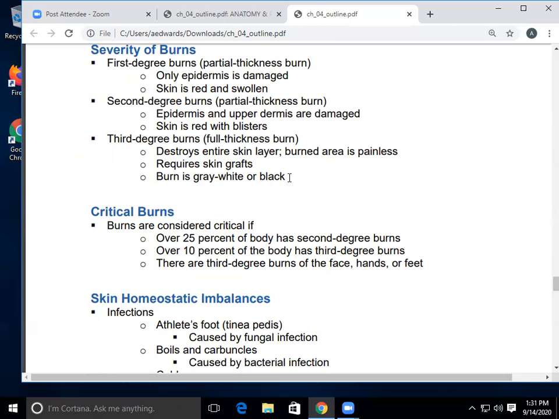Skin turns grayish white or it could turn black. So how critical are burns? First degree burns aren't really considered to be critical, but if over 25% of your body has a second degree burn or 10% of your body has a third degree burn, that's considered critical. It's also critical, even if it's not 10%, if you have a third degree burn on the face, hands, or feet. Because obviously those are areas that you really need to work, right?